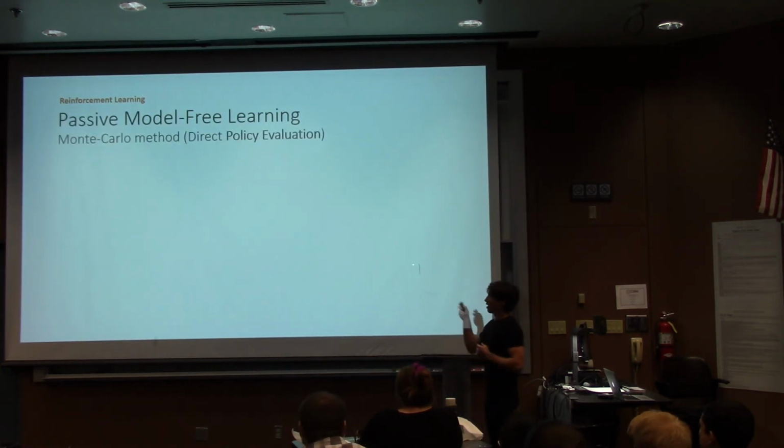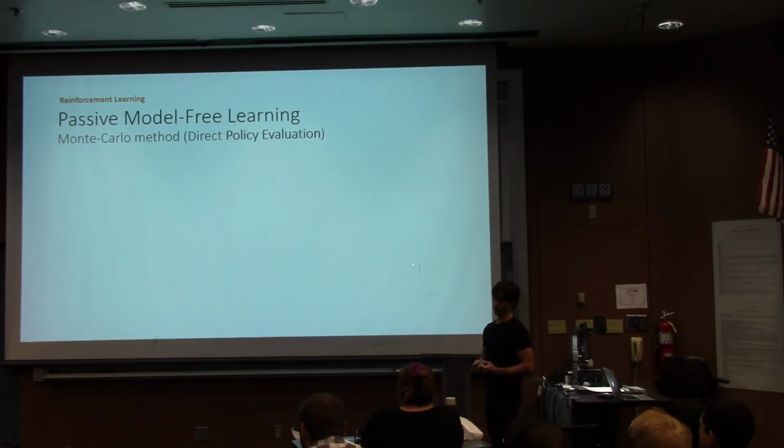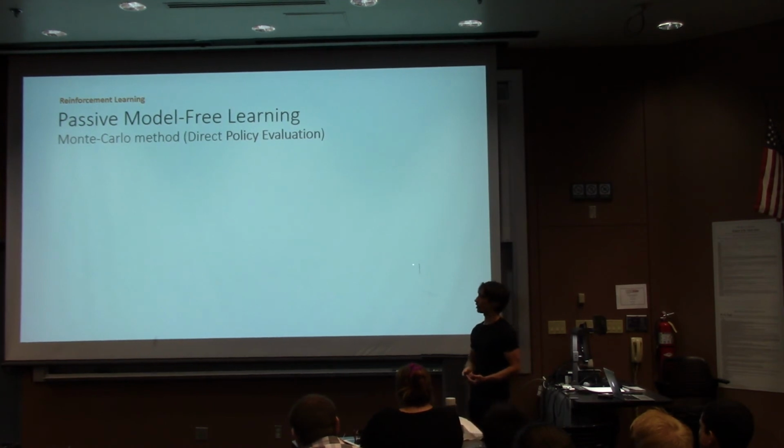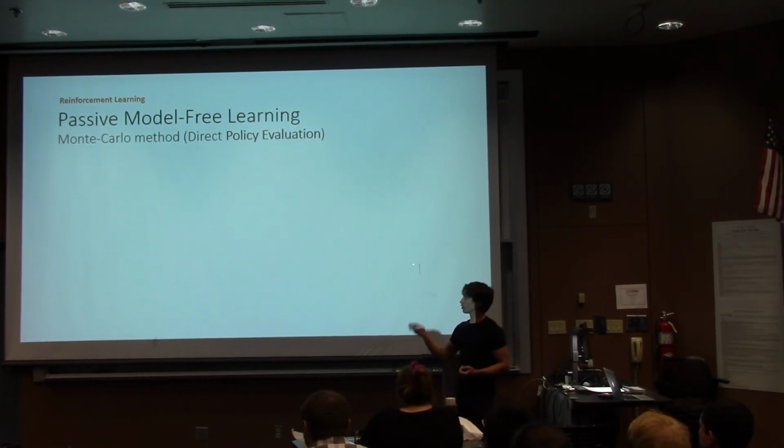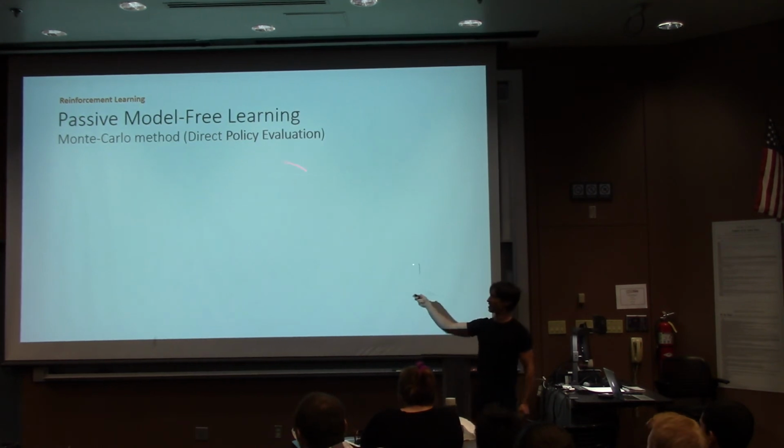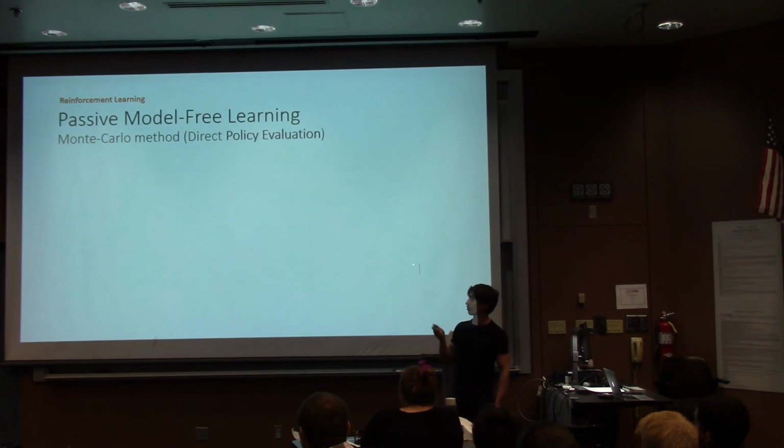So, that was model-based learning, where you didn't have a model, but you learned it. It's also possible to learn without coming up with a model at all. We start out with the naive case of the Monte Carlo method. You also called it direct policy evaluation.